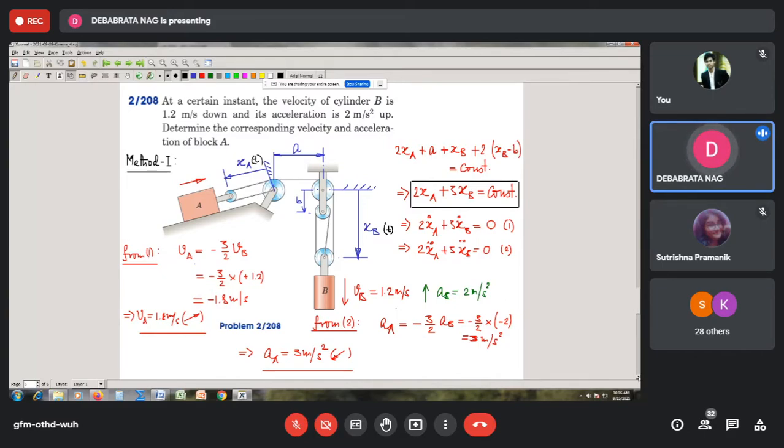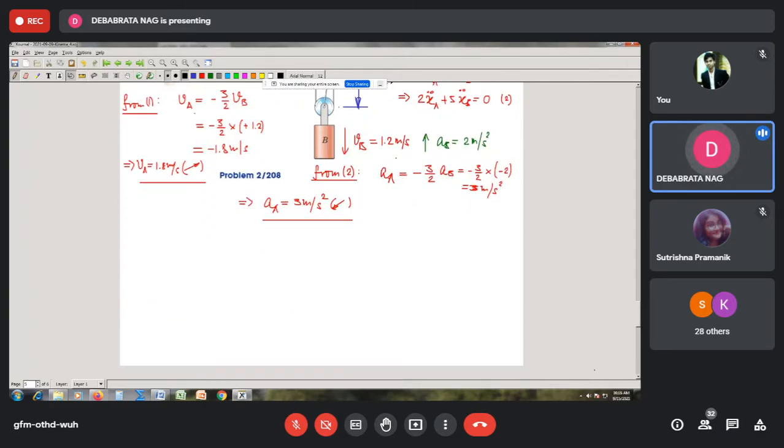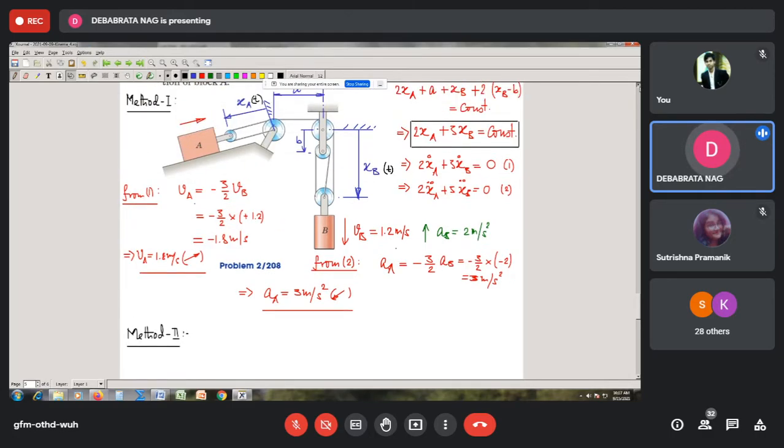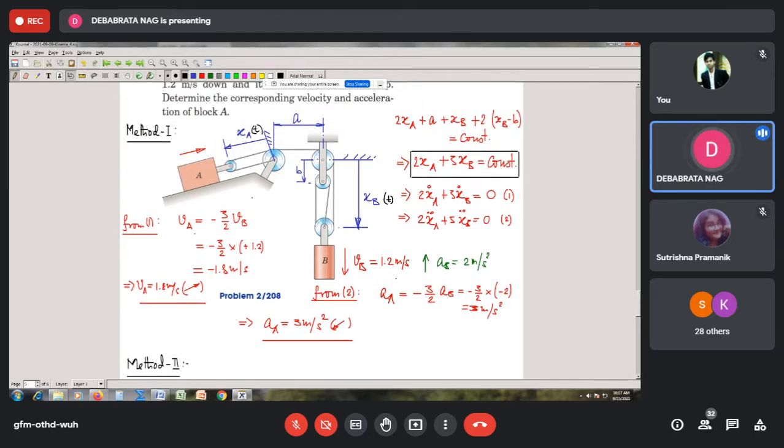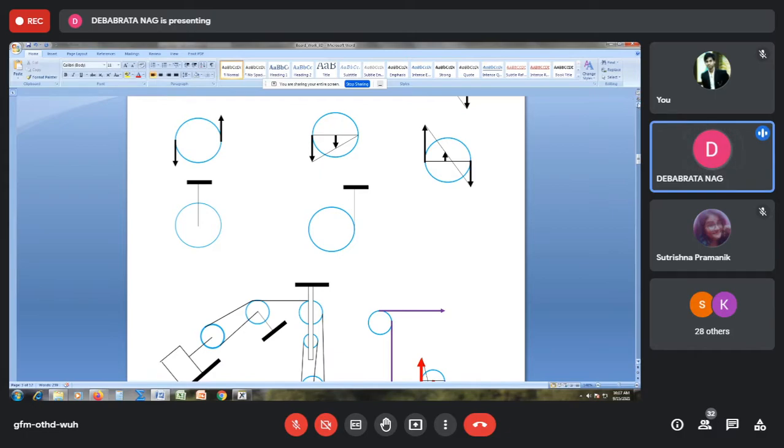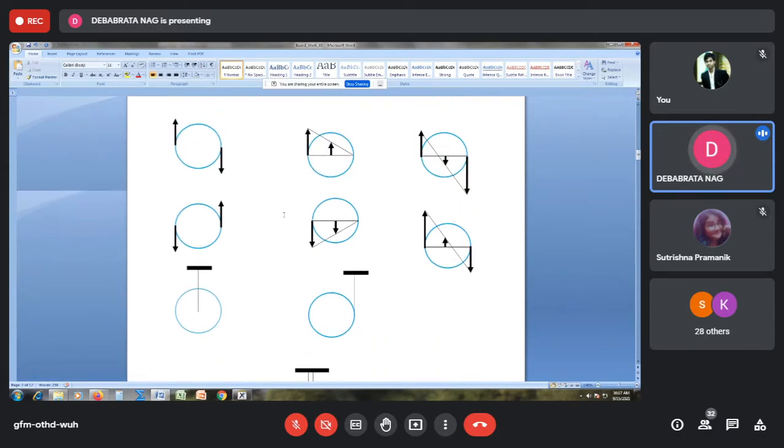Now we have the second method, and this is called the physics of motion. Now which method you will apply in your problem, of course that depends upon your convenience. Some problems are more conveniently solved by method 1. So in this case we identify certain pulley systems. So I just show you, these are your pulley systems.